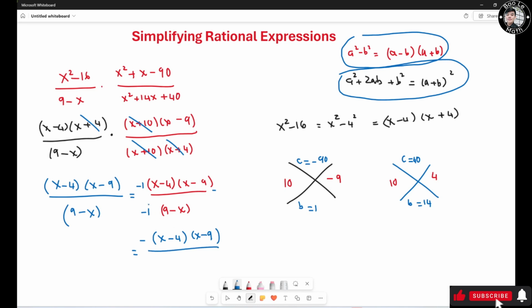Denominator I just distribute negative 1, right? So negative 1 times negative s, which means positive s. Negative 1 times 9, which means negative 9. So this guy turns out to be s minus 9, right? Now I can cancel out this guy and this guy. So the answer is negative of s minus 4. Or you can distribute negative 1. It turns out to be 4 minus s. And this is the answer.